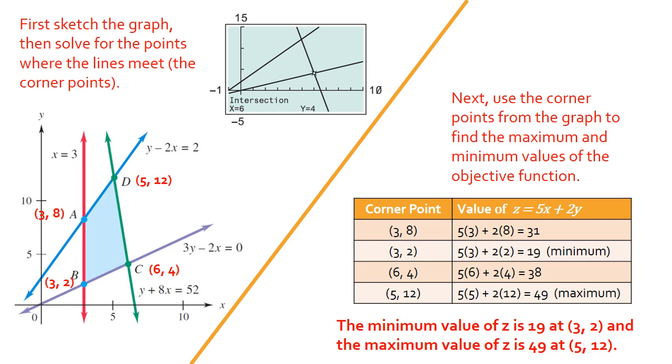If you look to the right of the screen, we see a table there. The corner points are listed. And then next to that, we have put those points into the objective function and solved. And our lowest value is 19, and that will be our minimum. Our highest value is 49, and that will be the maximum. So the minimum value occurs at 3,2, and the maximum value occurs at 5,12.